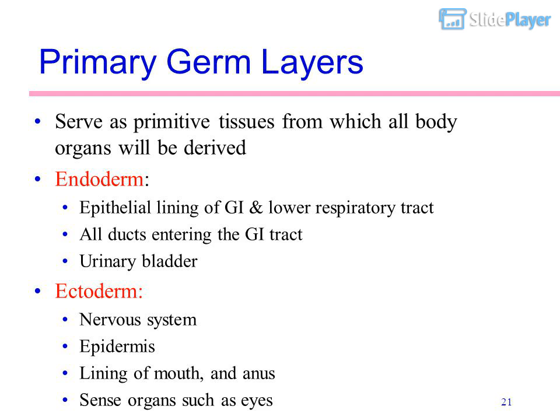Primary germ layers serve as primitive tissues from which all body organs will be derived. Endoderm: epithelial lining of GI and lower respiratory tract, all ducts entering the GI tract, urinary bladder. Ectoderm: nervous system, epidermis, lining of mouth and anus, sense organs such as eyes.